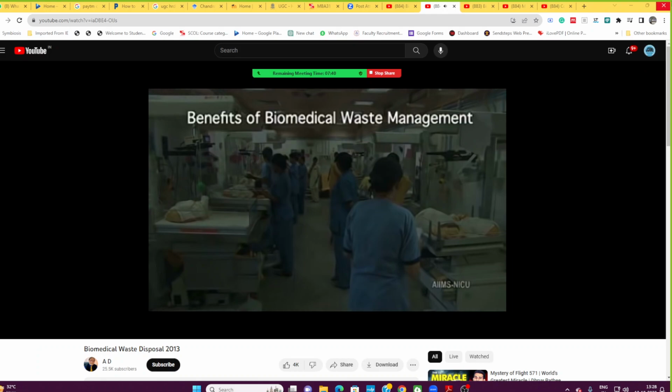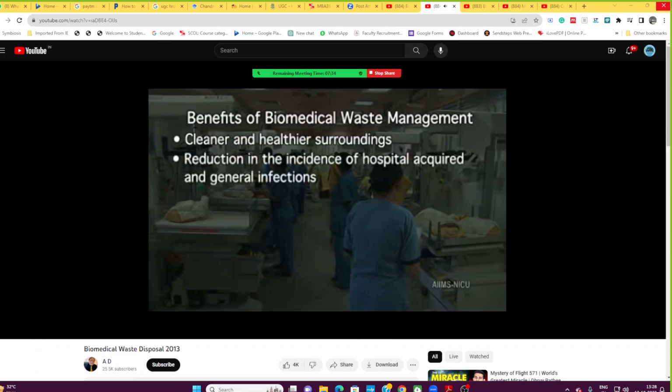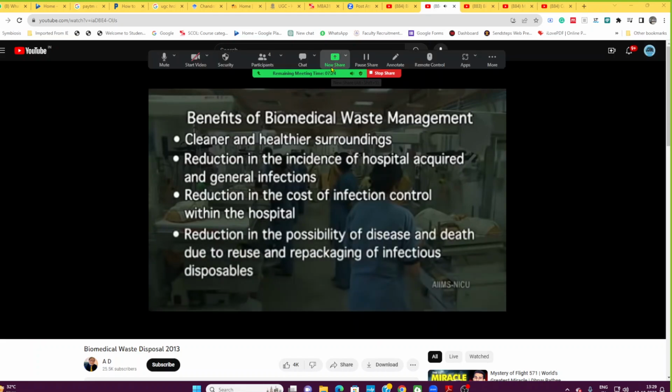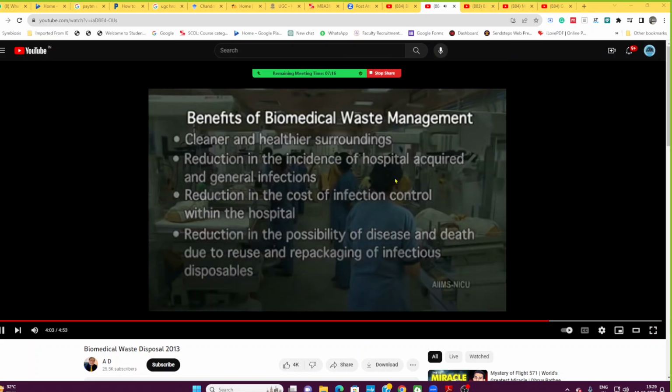What are the benefits of biomedical waste management? The surroundings are cleaner and healthier. There is a reduction in the incidence of hospital-acquired and general infections. There is a reduction in the cost of infection control within the hospital. It also reduces the possibility of disease and death due to reuse and repackaging of infectious disposables.